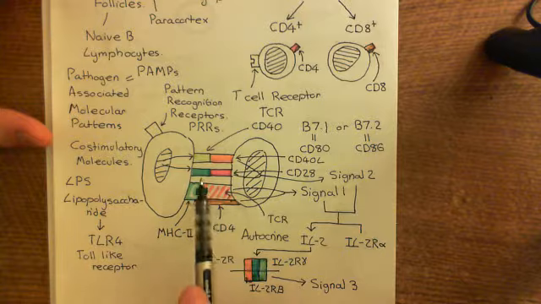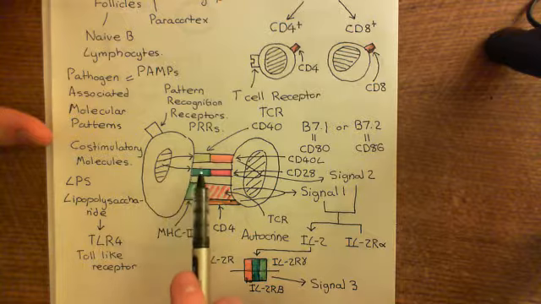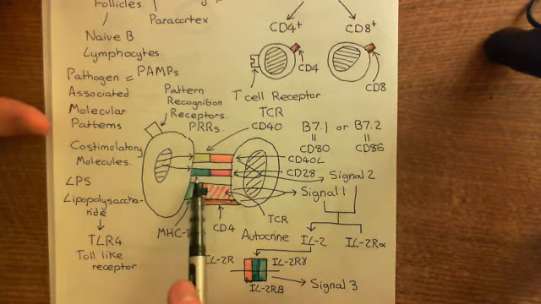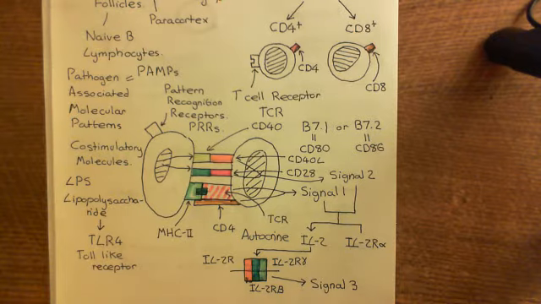Then you'll need signal 2, so the professional antigen-presenting cell will have to have the co-stimulatory molecules on its surface. It will need CD40, and it will also need either B7.1 or B7.2, but it will have these because after all we have a pathogen infection, so it will have pathogen-associated molecular patterns which will have stimulated the pattern recognition receptors on the surface of the professional antigen-presenting cell, and therefore induced the expression of these co-stimulatory molecules CD40 and either B7.1 or B7.2.